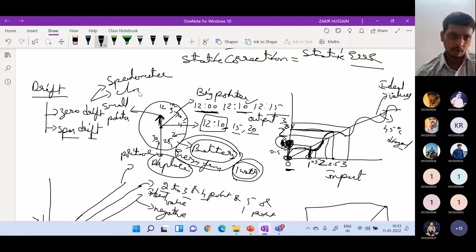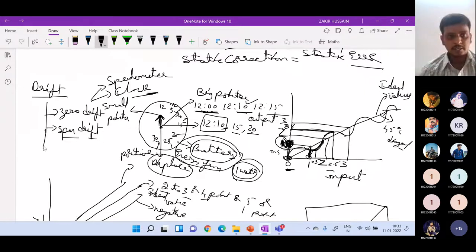Speedometer, or we can say the clock, can also be an example for span drift. We can take the same thing, clock or speedometer, as an example. Why? Because usually these are indicating types of instruments. So in this type of instruments, this type of drift will be very, very high.